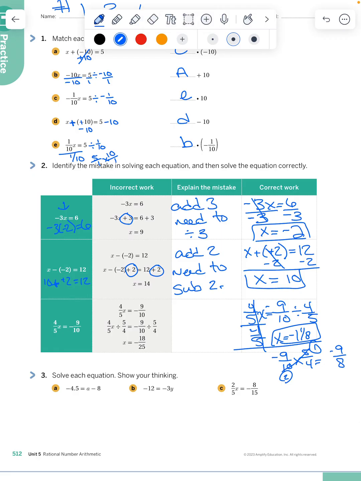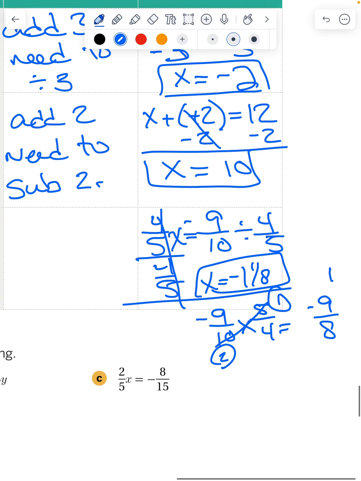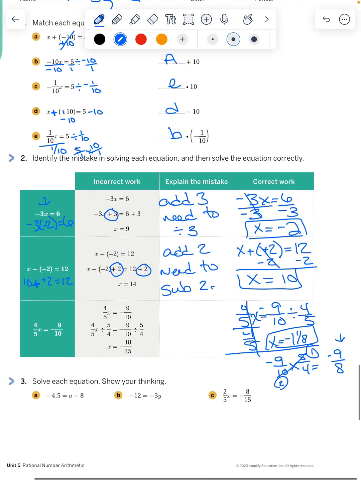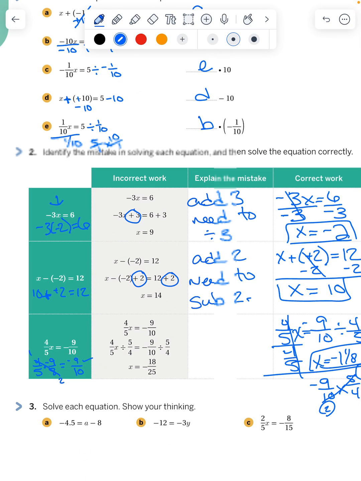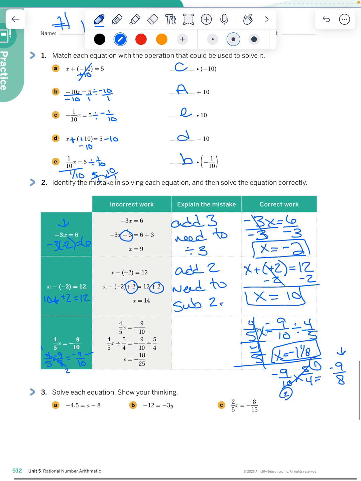And then let's see what they did. Oh, and by the way, when you substitute back in for a problem like this, I would always just keep your negative 9/8. Because if I do 4/5 times negative 9/8, I've got negative 9/10. It does check out.